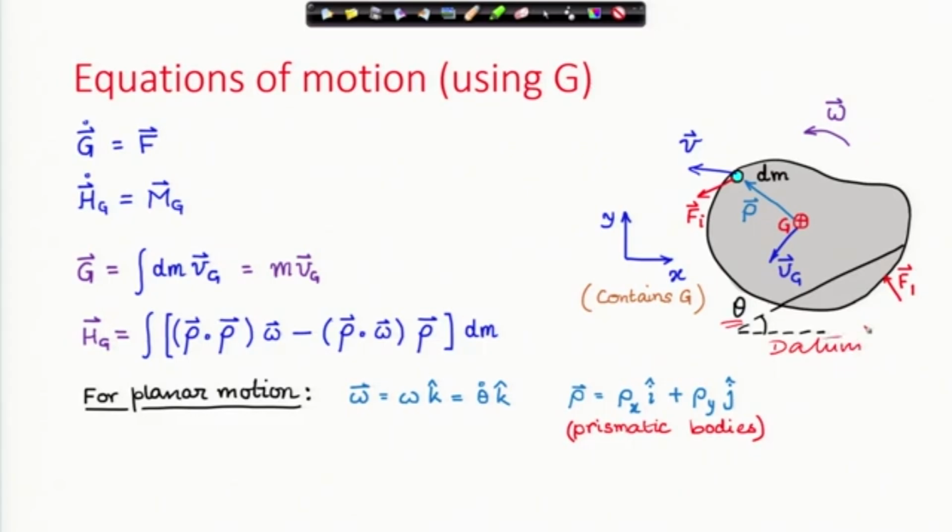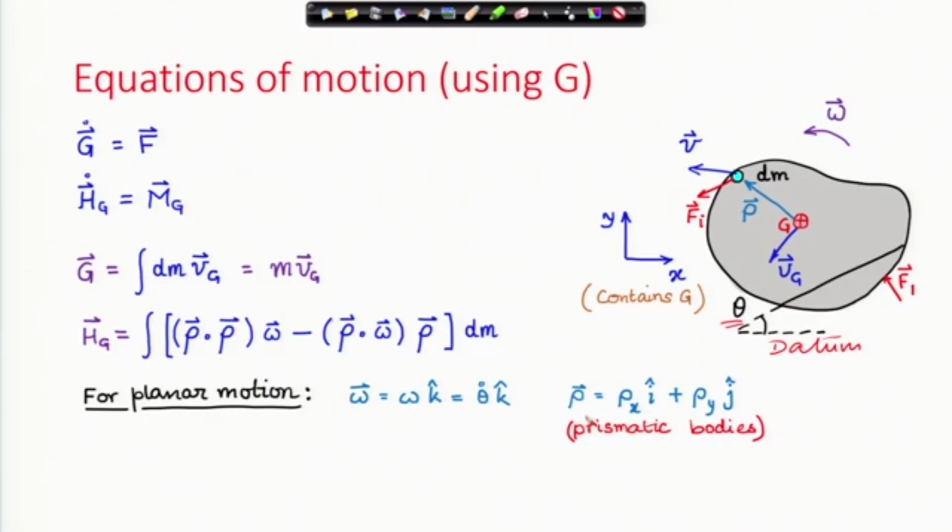This is some datum line, and we can measure this angle between the datum line and the line which is fixed to the rigid body and define that as the angle or orientation of the rigid body in case of planar motion.